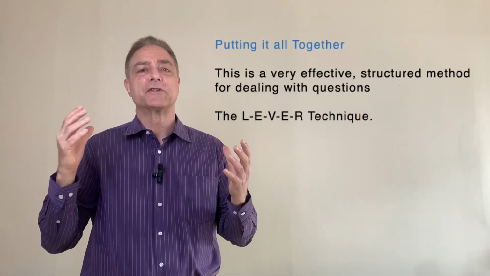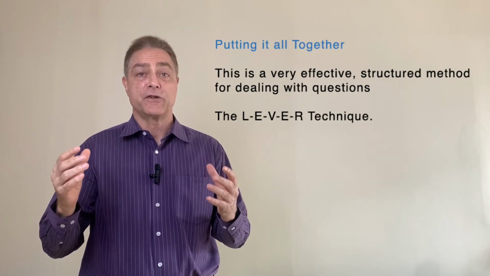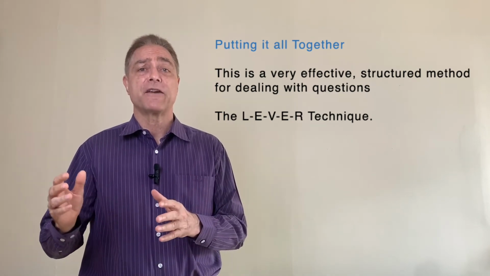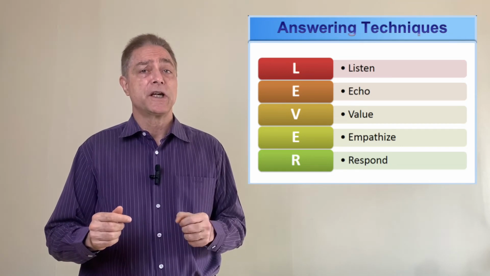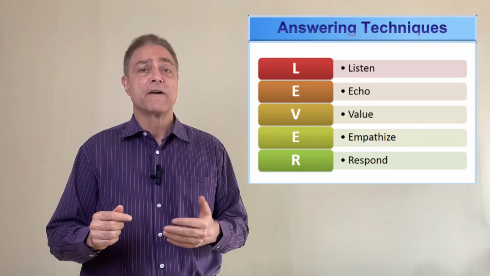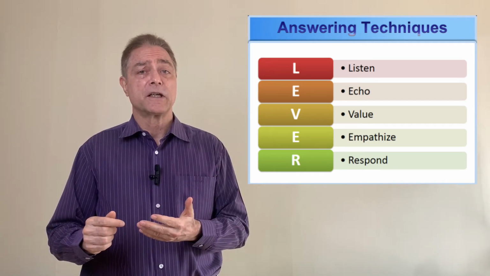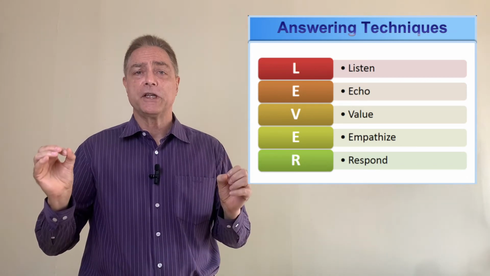Okay, let's put this all together. Fortunately, we have a very effective technique to do this. It's called the lever technique, where each of the letters stands for an action that you can take. L stands for listen, E stands for echo, V stands for value, E stands for empathize, and finally, R stands for response. Let's look at each of these individually.